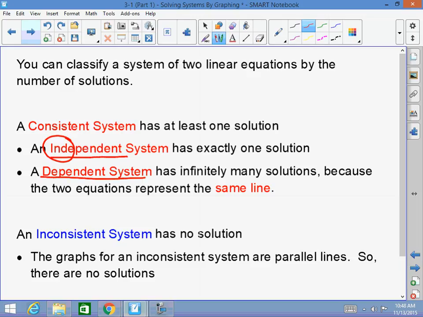If you have an inconsistent system, that means you have no solution. And graphs for an inconsistent system are parallel lines. We learned about parallels already. Parallel lines have equal slopes. So when you see that the slopes are the same, but you have different y-intercepts, that's inconsistent. When you see that the slopes are the same and the y-intercepts are the same, that means that they're the same line. That's dependent. When you see that the slopes are different, they're going to have one solution that's independent.